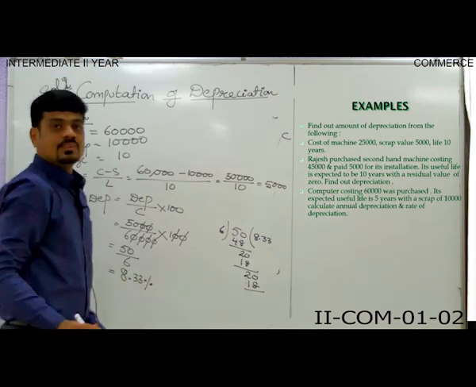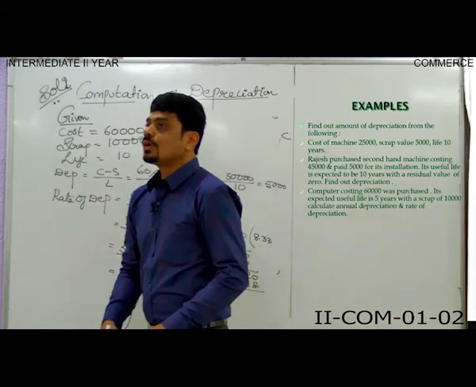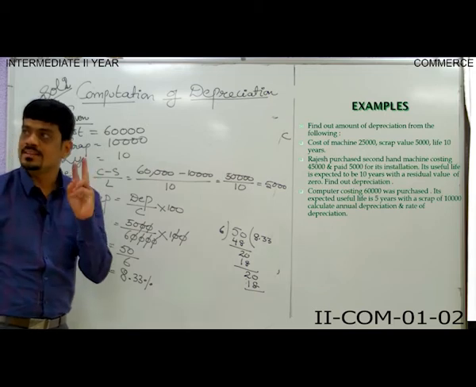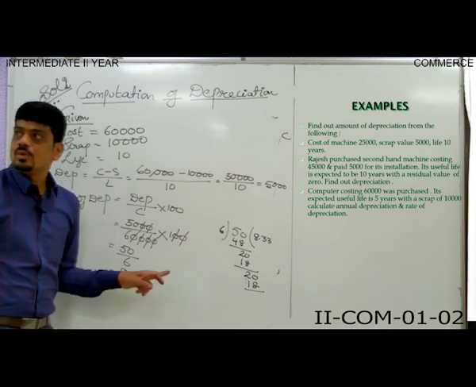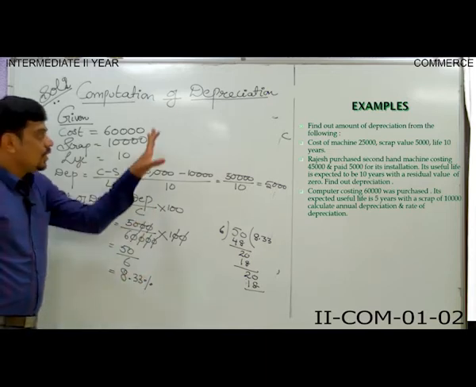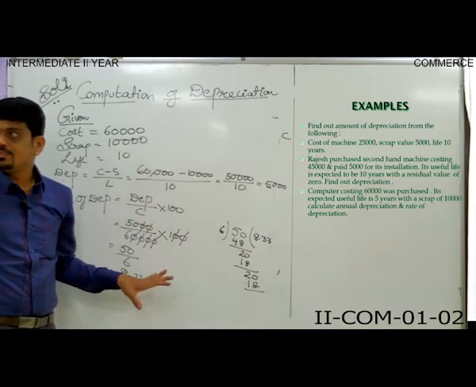8.33%. Like that, whenever you come across a calculation with decimals, you can stop at the second decimal. So 8.33%. Hope you have understood these three examples.